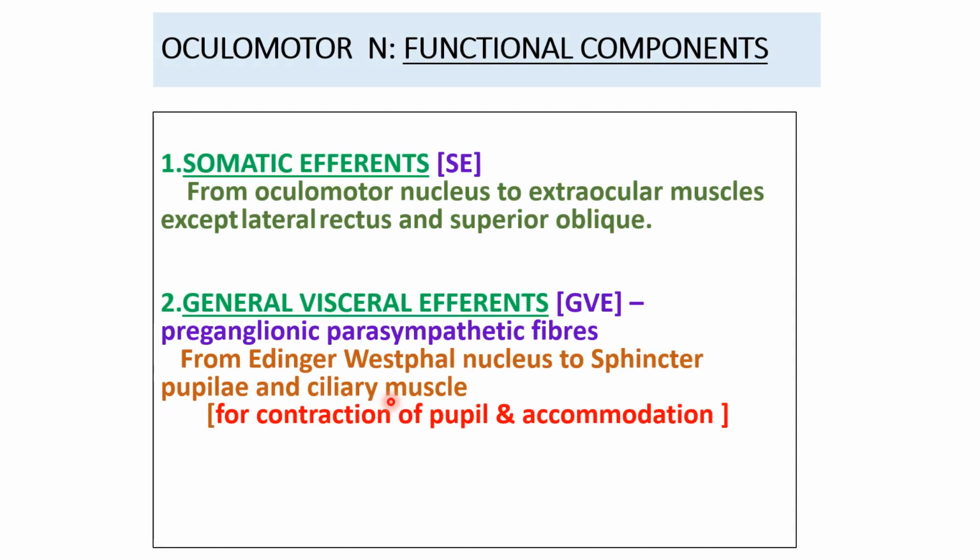So these are the two functional columns that I was talking about. The general somatic efferent, which is also called a somatic efferent, that is from the motor nucleus to extraocular muscles, all these fibers, except to the lateral rectus and superior oblique. These all fibers are representing the somatic efferents. The preganglionic parasympathetic fibers, which were arising from Edinger-Westphal nucleus to the sphincter pupillae and ciliary muscle, which led to the contraction of pupil and accommodation reflexes, they are contributing to the general visceral efferent.